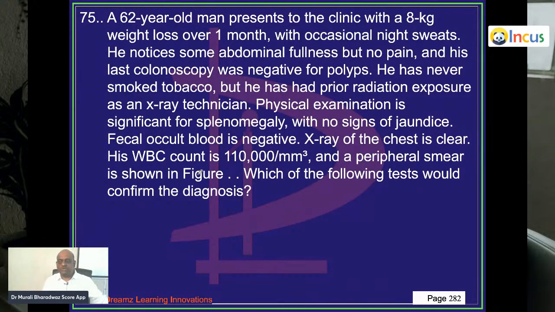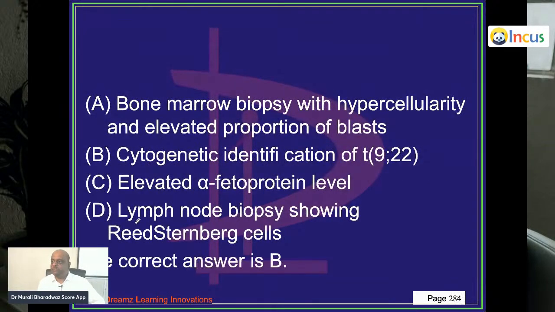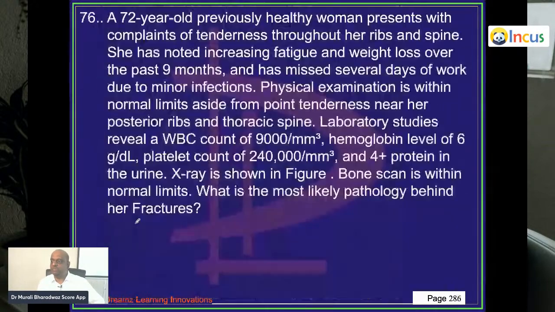A 62-year-old man comes to the clinic with 8 kilo weight loss for 1 month, occasional night sweats, and abdominal fullness. He never smoked tobacco, but he was an X-ray technician. He has splenomegaly, and the WBC count is 110,000. And the peripheral smear is being shown to you.